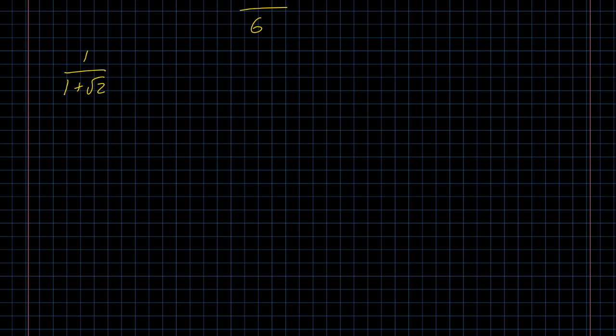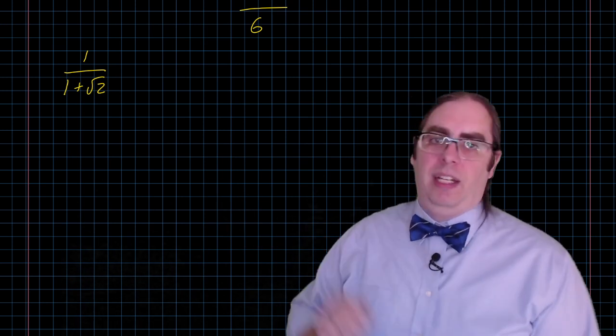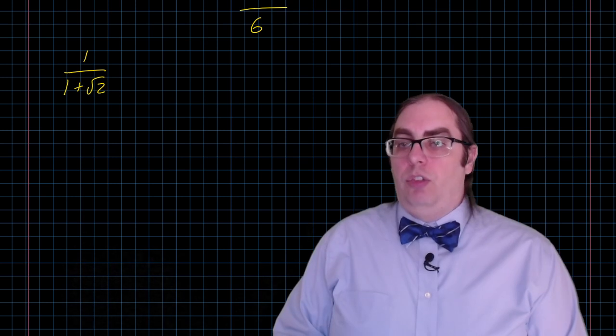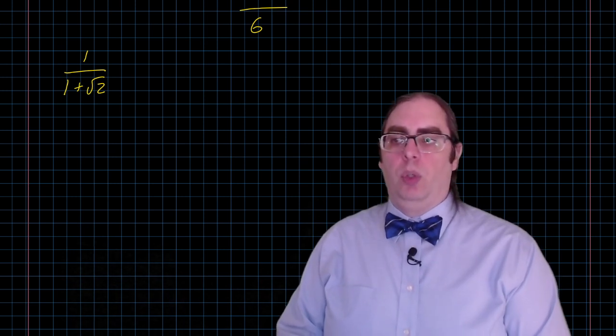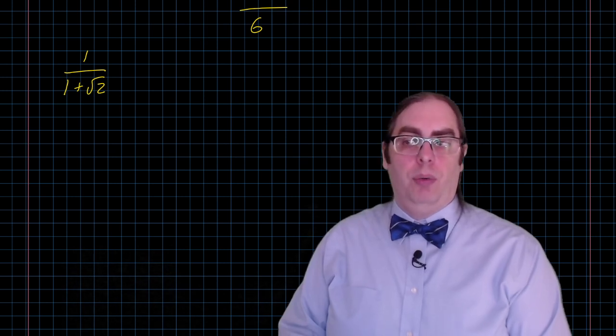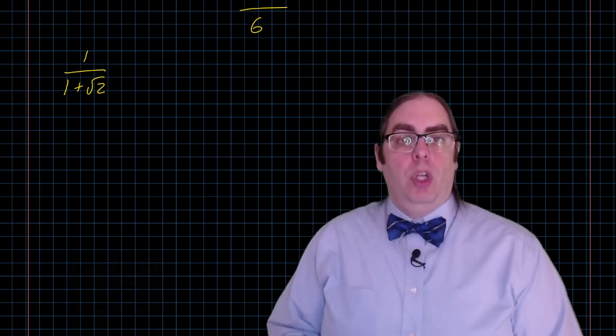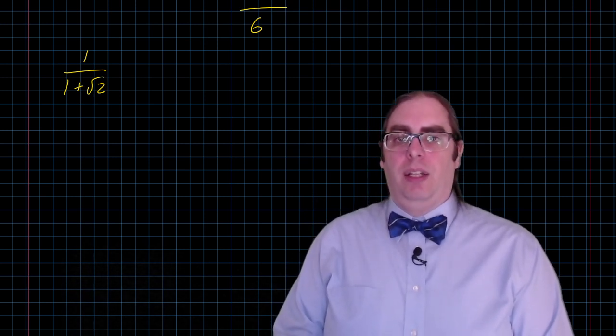If I have addition, everything goes out the window. 1 over 1 plus square root of 2. We know that this is not a simplified fraction because it has a radical in its denominator. So we have to rationalize. If I tried just multiplying top and bottom by the square root of 2, I would end up with root 2 over square root of 2 plus 2. Because I have to distribute the multiplication over that addition. So we need something more sophisticated.